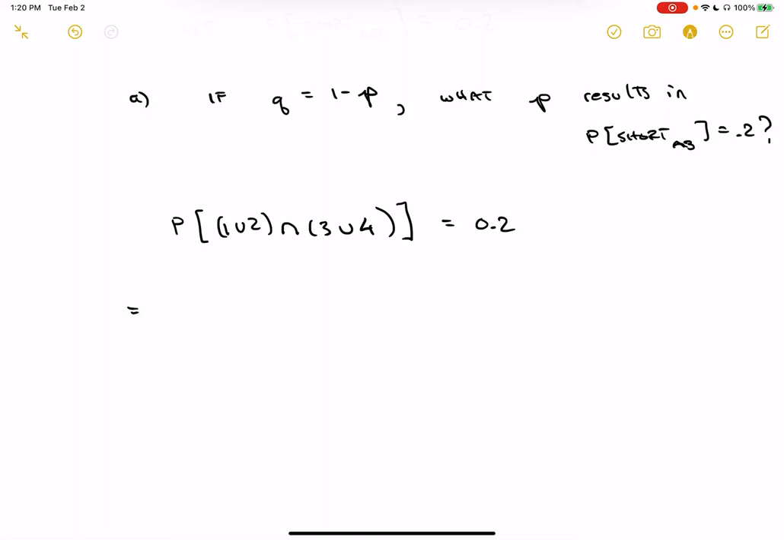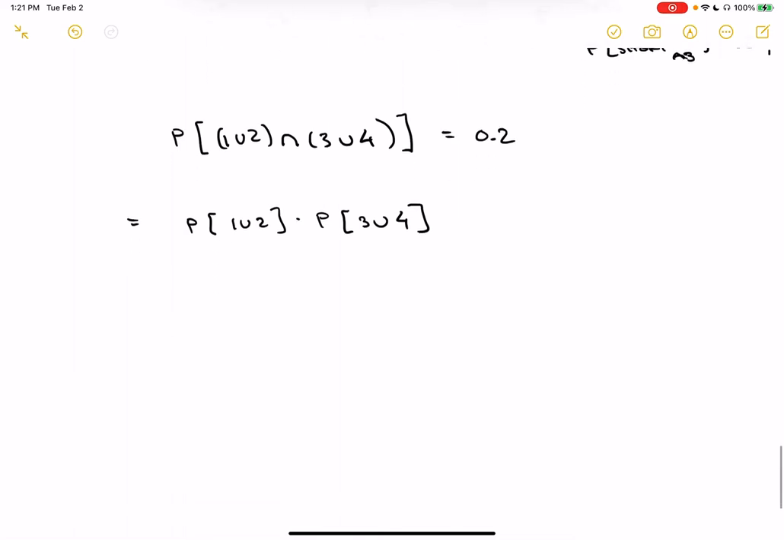So I can get out of this just from our independence assumption to begin with. This thing is equal to the probability of one or two, times the probability of three or four, because an intersection between independent things gives us just the product of their probabilities.